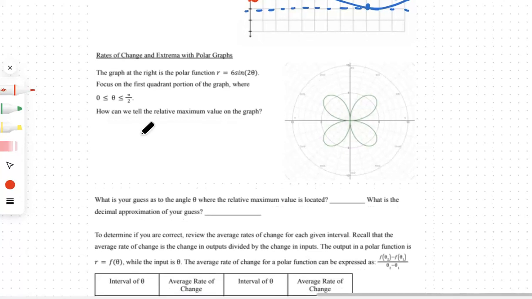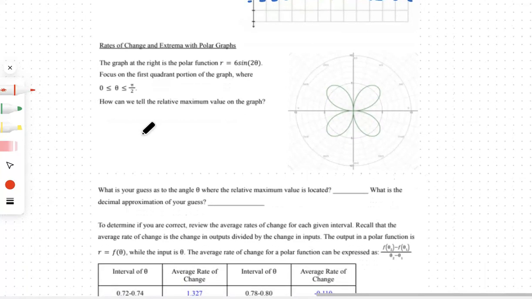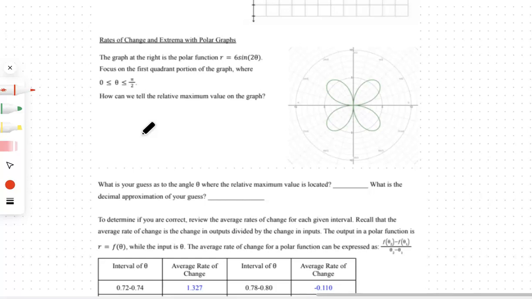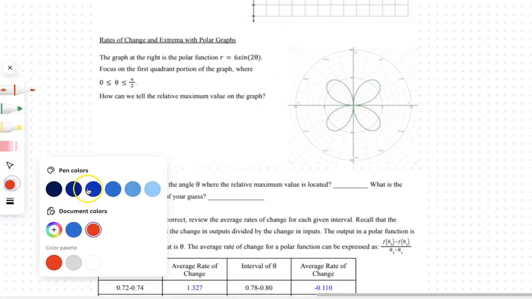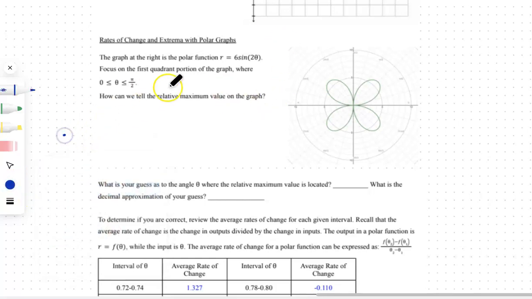All right, the last concept, or maybe the second to last concept, is basically rates of change and extrema with polar graphs. So look at this polar rose that we looked at in 3.14, and if we just look at the first quadrant, we have this leaf of the polar rose. We think that there's a relative maximum right here. The maximum distance away from the origin looks like it's going to be at pi over 4. And it looks like, if we recall from last class, that's at 3 root 3, which is at about 5.1. Okay, let's see if we can confirm that.